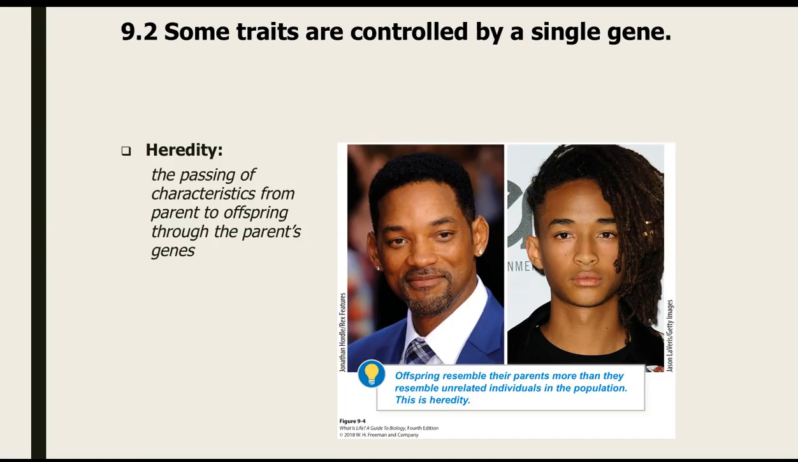So, genes and inheritance. Let's start out with a basic definition of heredity. Heredity is the passing of characteristics from parent to offspring. And this happens through the parent's genes.